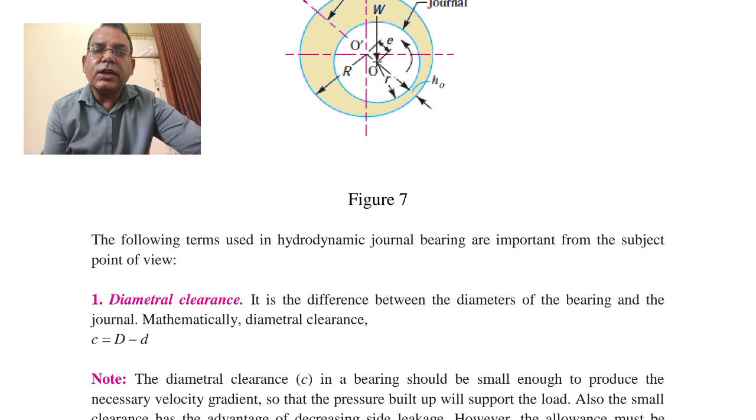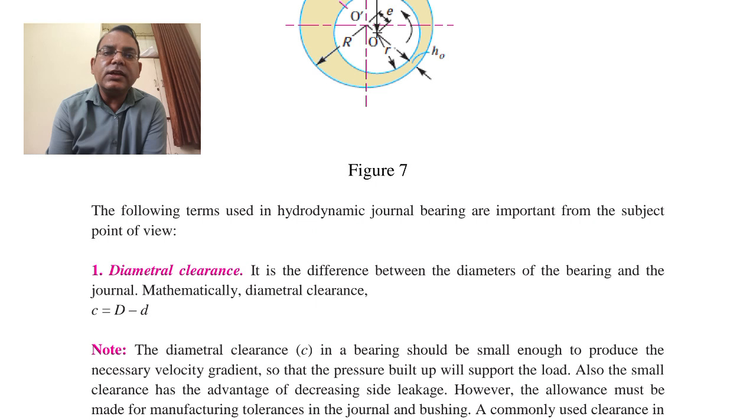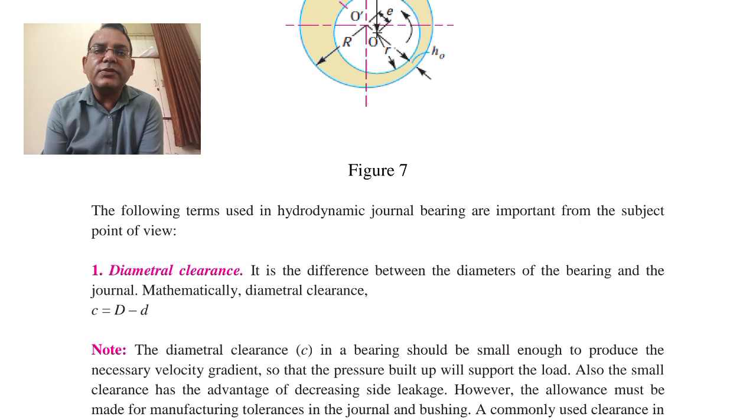So before we start designing, first some terms we should know, so that we can do the designing. First is diametric clearance. It is the difference between the diameter of bearing and diameter of journal. C is equal to capital D minus small d, where capital D is the diameter of bearing and small d is the diameter of journal.